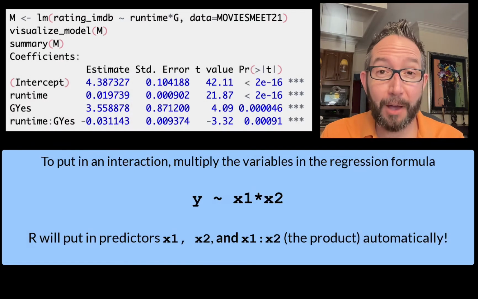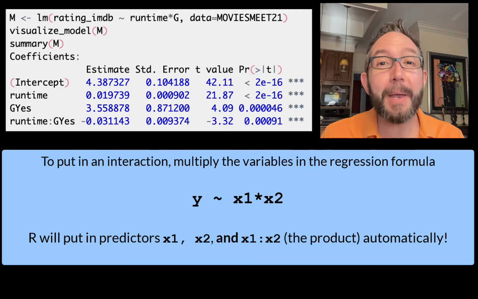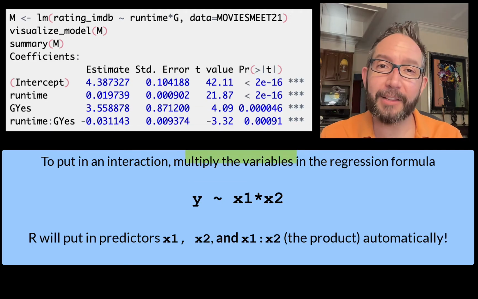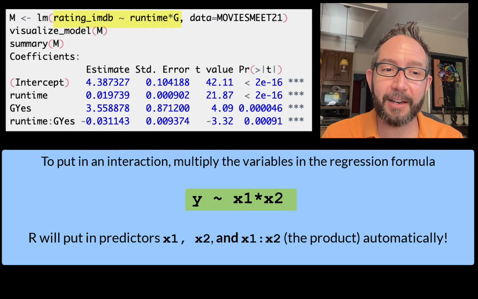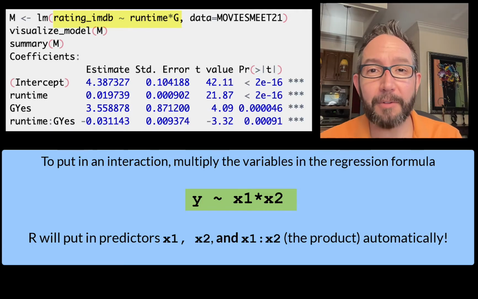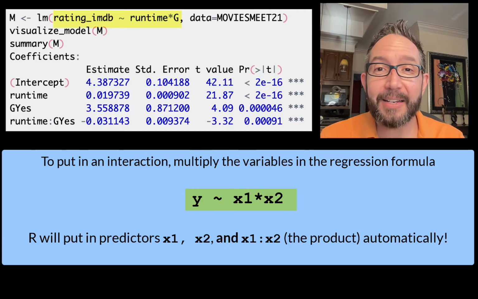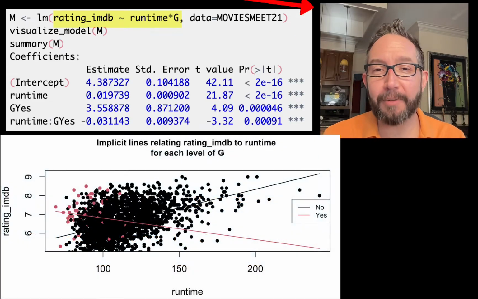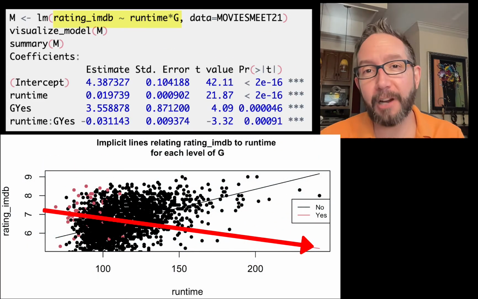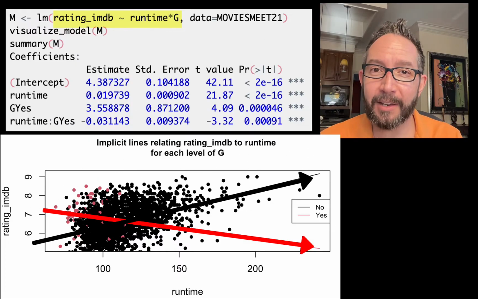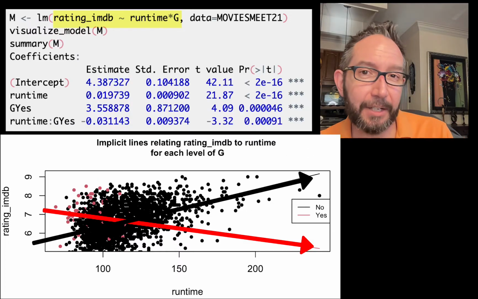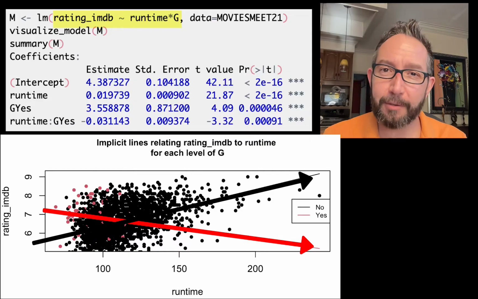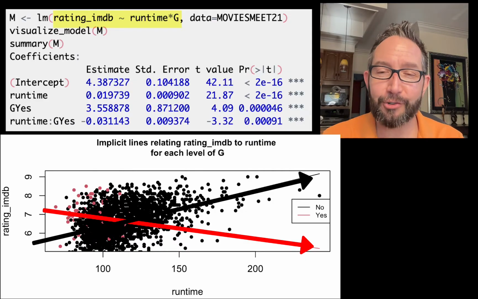So how do we fit this model with an interaction? The same way we did when we wanted an interaction between two numeric predictors. We simply separate those two predictors with the multiplication sign. And when we do this and when we run visualize model, what we find is that, okay, by adding in that interaction, we're now allowing G-rated movies to have a very different looking regression line than non-G-rated movies. The G-rated movies have the negative relationship, and the non-G-rated movies have that positive relationship here.